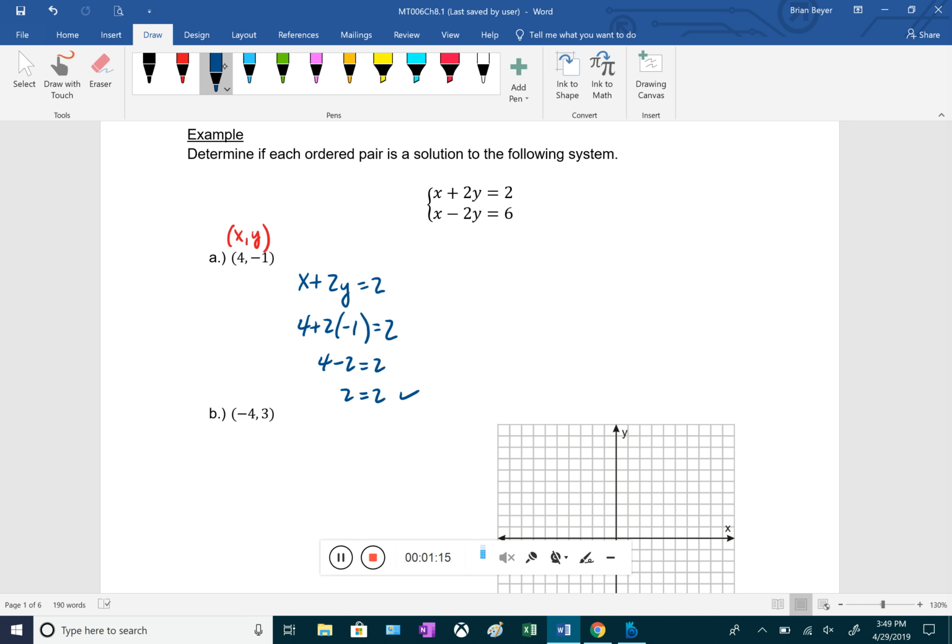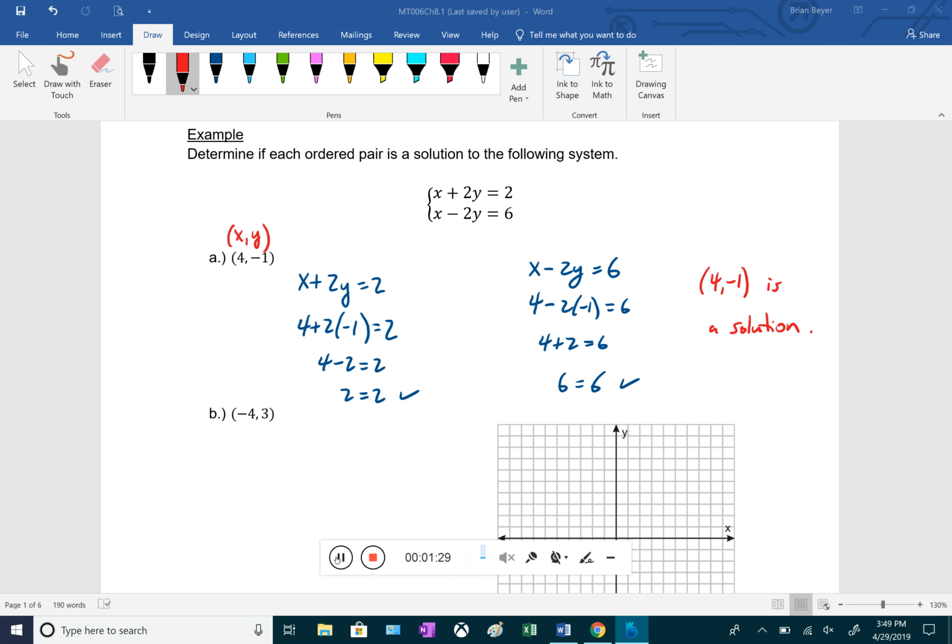Let's try plugging it into the other one also. So it's x minus 2y equals 6. Plugging in 4 and -1, this gives us 4 plus 2 equals 6, so 6 equals 6. Since it worked in both of them, that means it is a solution.